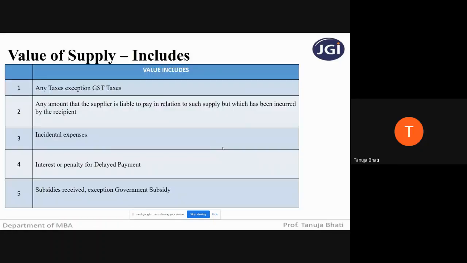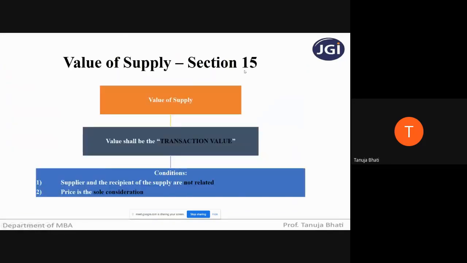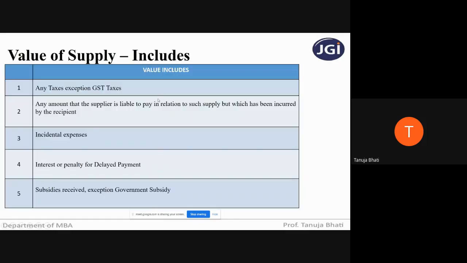So students, you know the value is the transaction value. Now this value includes all these five elements. Remember students, this is section 15 subsection 1, section 15 subsection 2, clauses A, B, C, D and E, which talk about the elements that you have to include in the value. So the first thing that you have to include in the value is any taxes, except GST taxes.